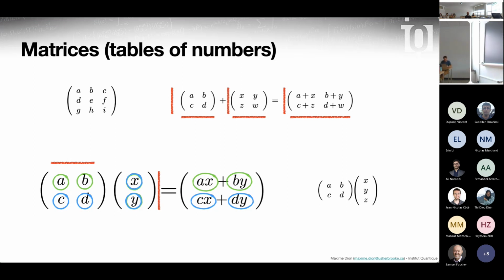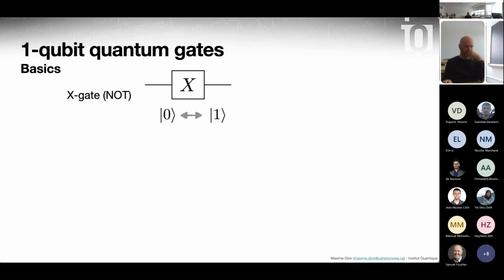Okay, so what about this one? The bottom right. What will be the result? Error, exactly. This is not well defined because the number of columns in your matrix is not exactly the number of elements in your vector. Okay, good.